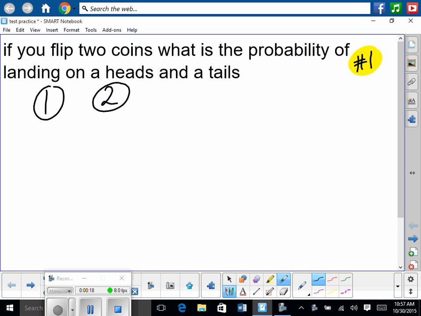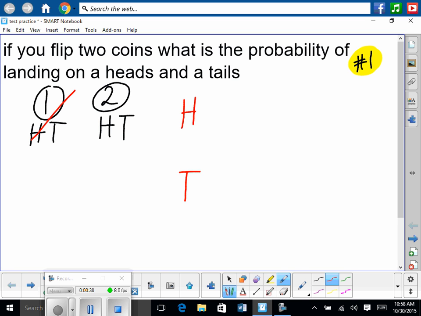So our outcomes are heads and tails. So if we flip this first coin, we can land on a heads and tails. On the second coin, we can land on a heads or a tails. So what we're going to do is make a tree diagram to list all the possible outcomes. So on our first toss, our first coin, we're going to get a heads or a tails. And now we're going to branch out from there.